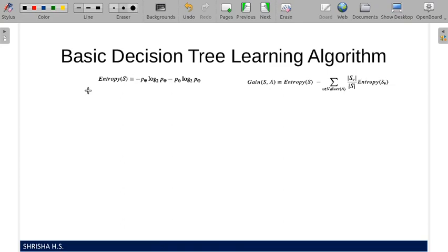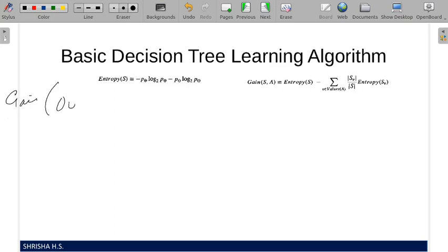So we have to continue till we get the same classification, meaning all are yes or all are no. Take the example of overcast, all are yes. Take the example of outlook equal to sunny and humidity equal to high, all are no. Outlook equal to sunny and humidity equal to normal, all are yes. Until you get the same classification, you don't split further, you write the leaf yes or no.